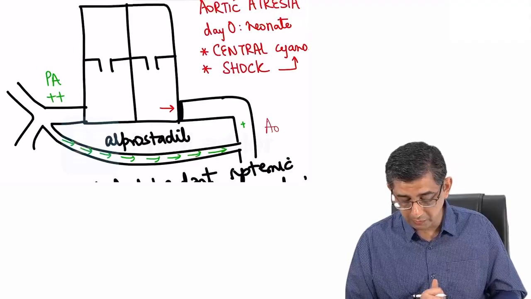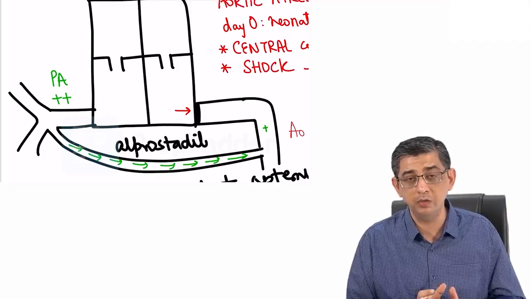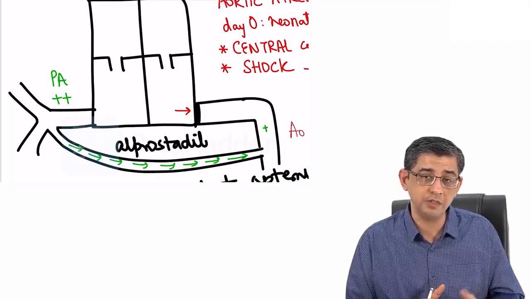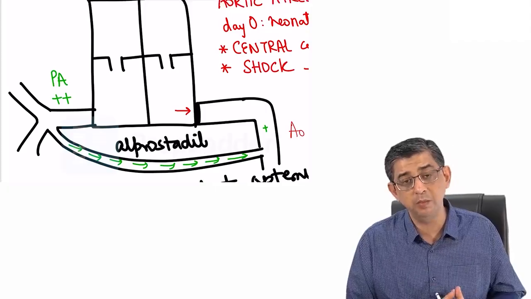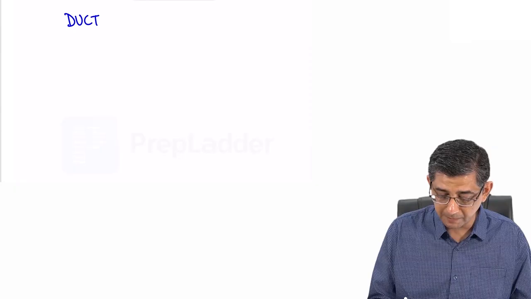Let me just go back to the previous diagram, guys. Aortic atresia, interrupted aortic arch. The basic common thing between the two is blood is not going in the aorta. Aortic pressure is less than the pulmonary artery, so alprostadil will be beneficial. And now I can actually make a list before you of conditions where I have talked about ductal dependency.